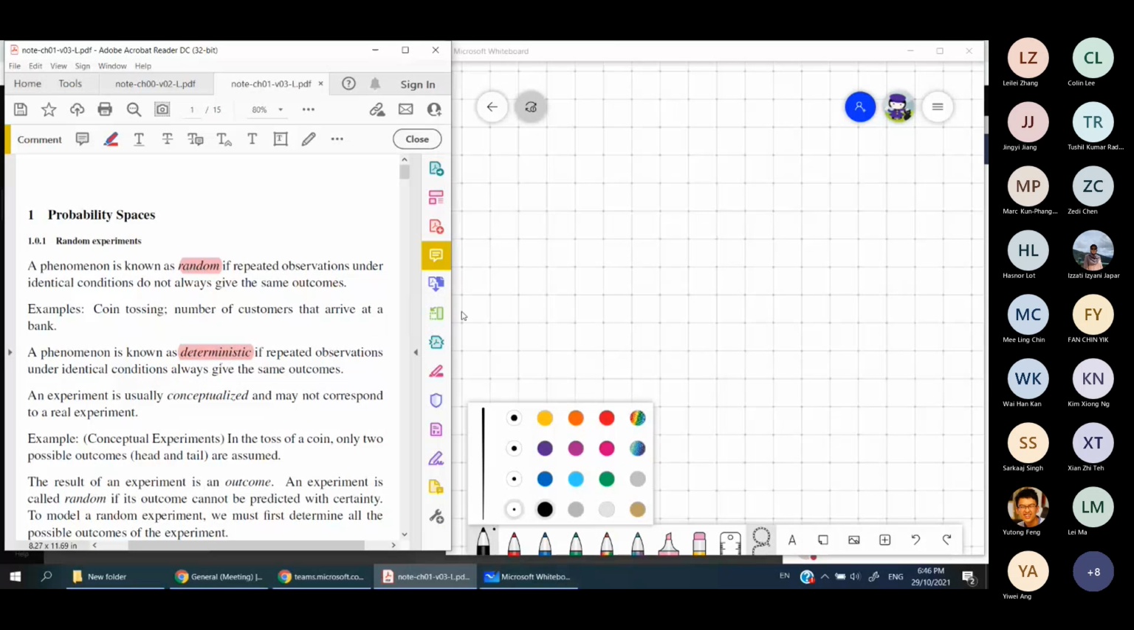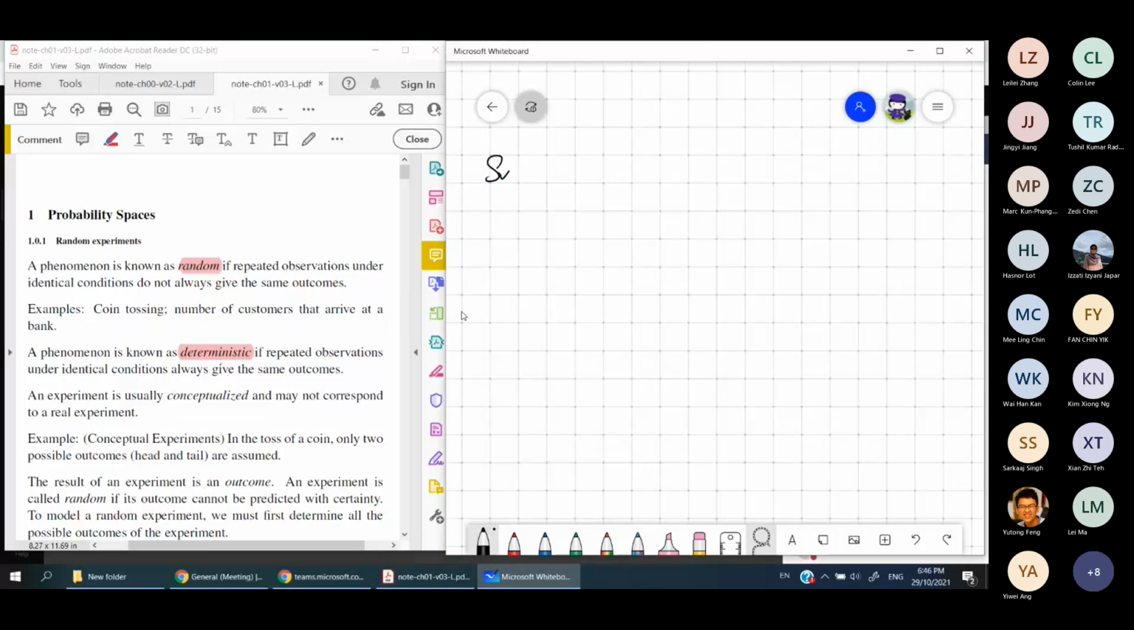A very simple example is the sun rising from the east. This is deterministic, right? As long as our Earth is still here, everything follows this evolution, the rotation, so the sun is rising from the east. So that means this is something deterministic.